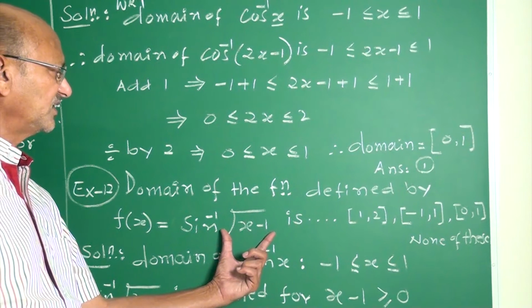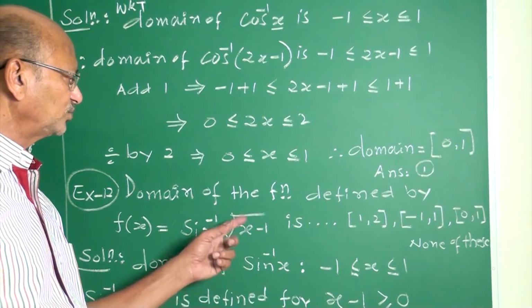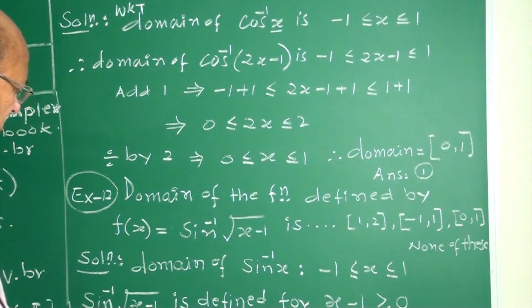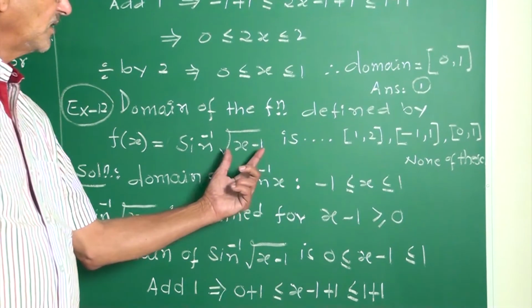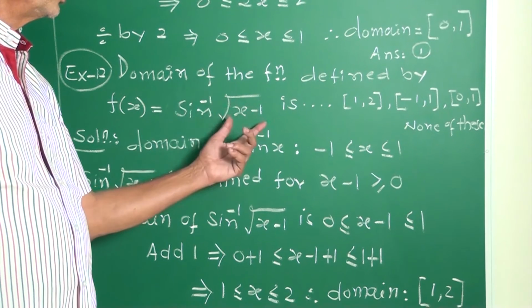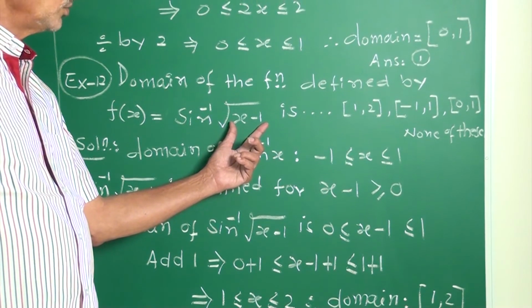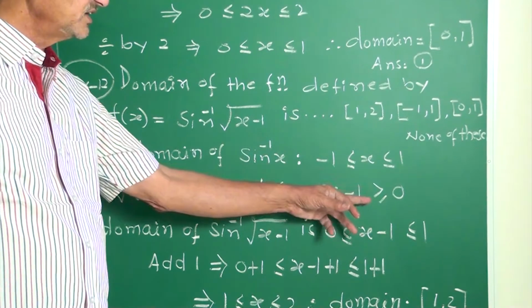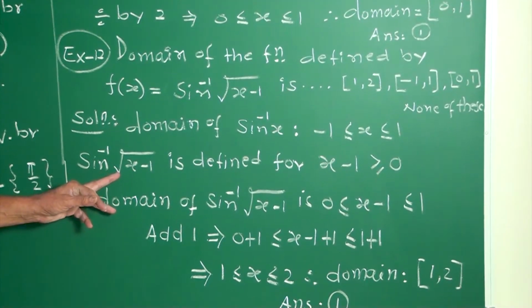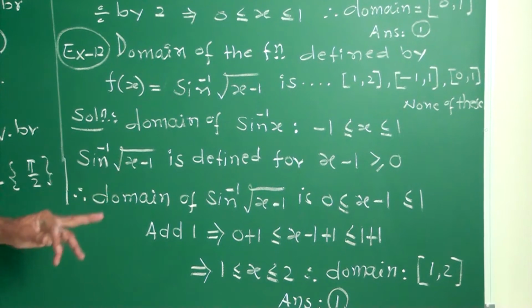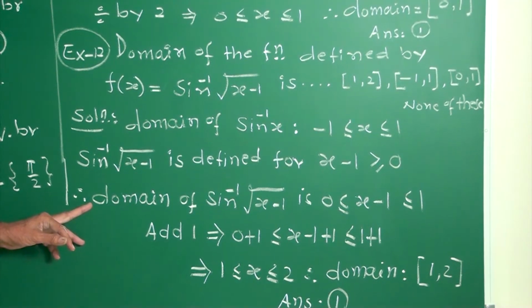First, you must make it clear. This root x minus 1 is defined only when whatever you have inside the square root must be positive or equal to 0. Greater or equal to 0. Then only the sin inverse root x minus 1 is defined.